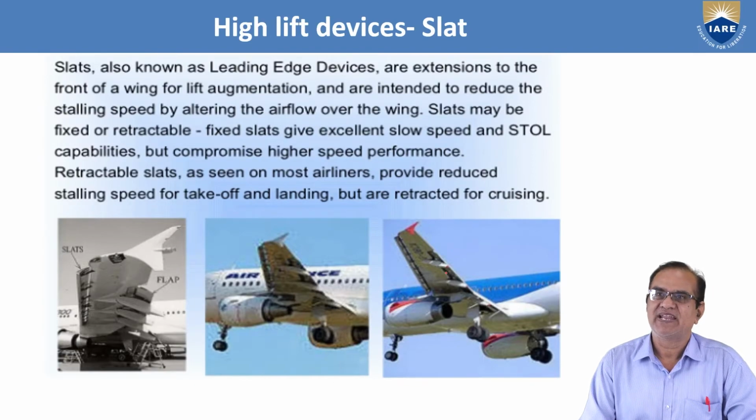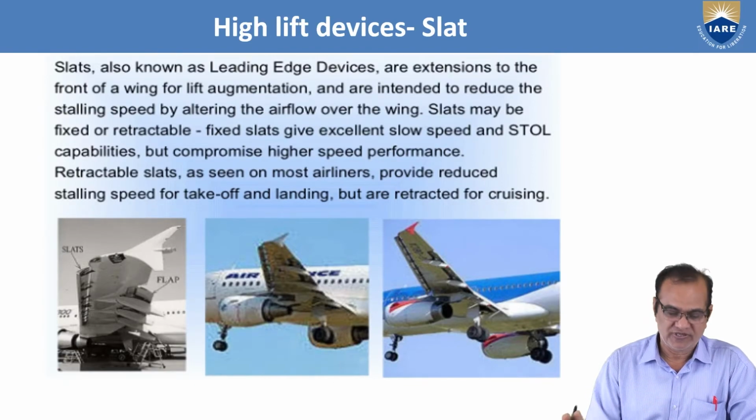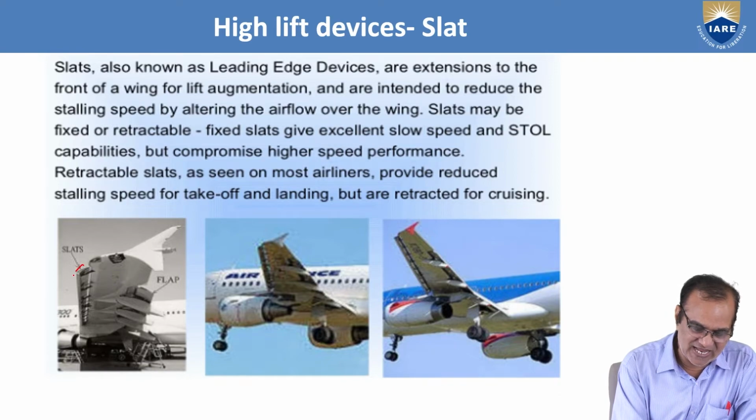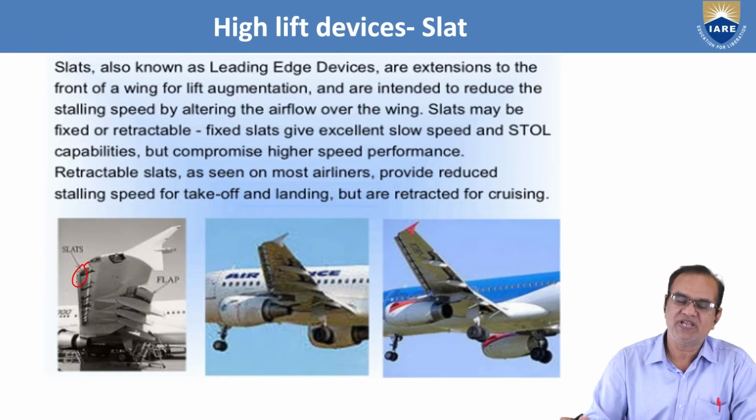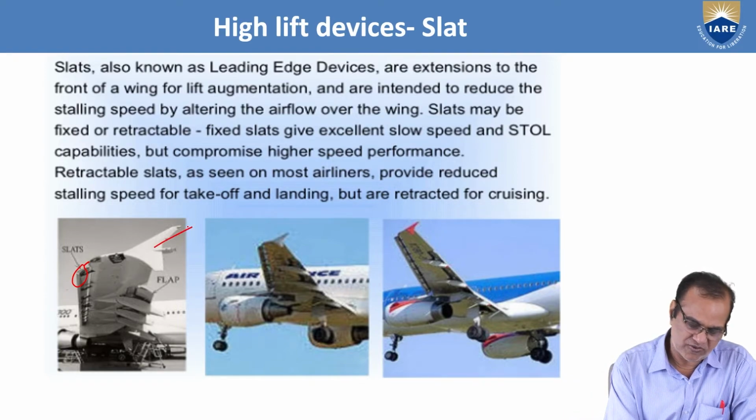High lift devices. Next is the slat. So these are the slats. It is like a leading edge flap. Something will come out from the wing. These are your winglets.